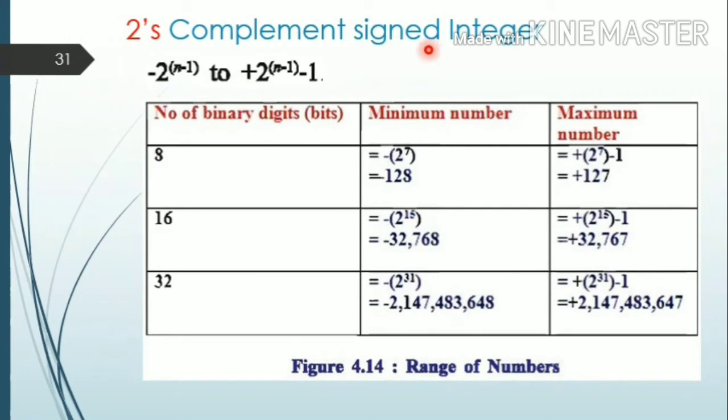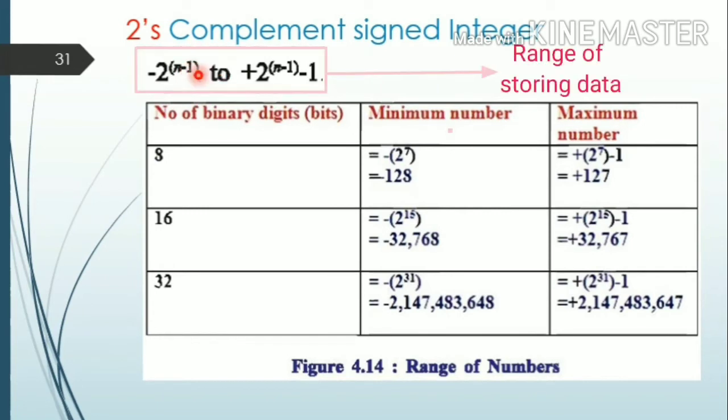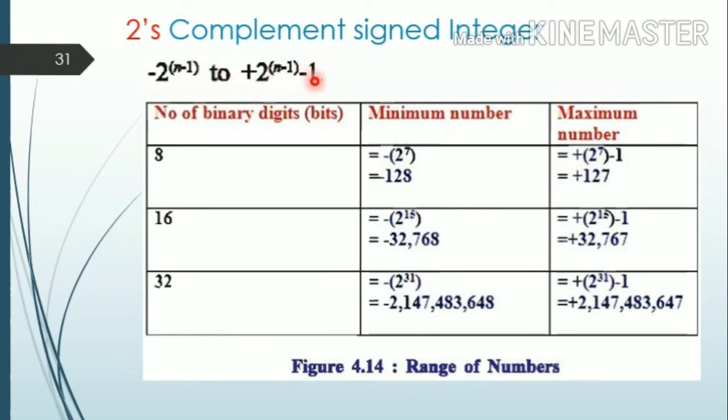Now the 2's complement method for signed integers is represented like this: from -2^(n-1) to +2^(n-1) - 1. It can represent binary digits of 8, 16 and 32 bits. For 8 bits, the minimum number is -2 raised to 7, which is -128, and the maximum is +2 raised to 7 minus 1, which is +127. So 8 bits range from -128 to +127. This is the maximum number, this is the minimum number.